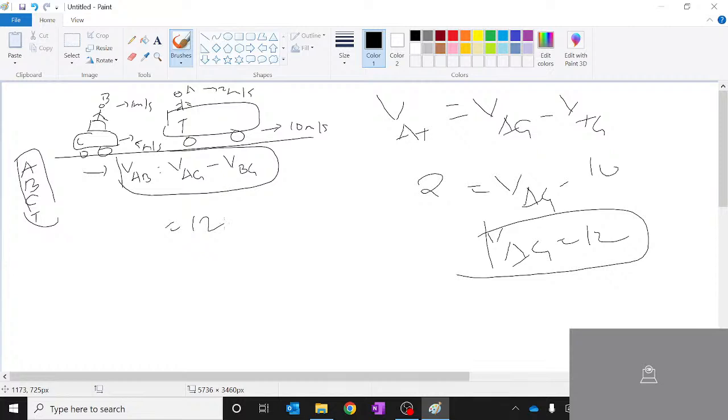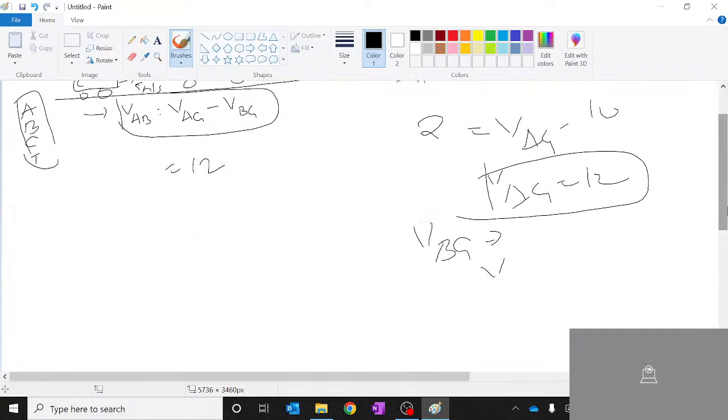Similarly, what is the relative velocity of B with respect to ground? You are supposed to find that out, correct? You know that the relative velocity of B with respect to car is nothing but the relative velocity of B minus the relative velocity of car with respect to ground. What is this? This is 1. What is the relative velocity of B with respect to ground? You don't know. What is the relative velocity of car with respect to ground? It is given 5. Therefore, VBG is nothing but 1 plus 5, 6. Therefore, here it is 6.